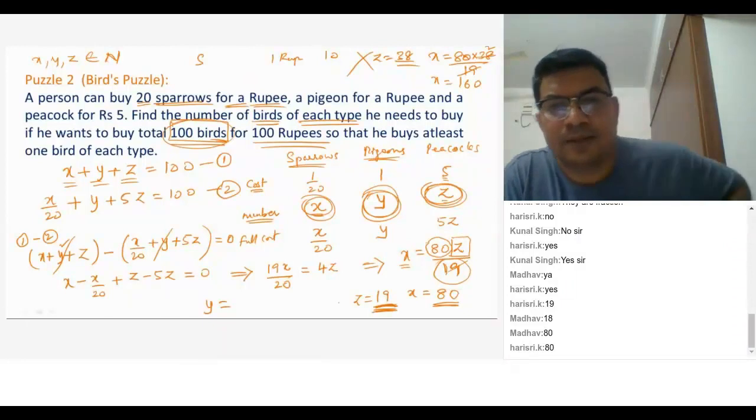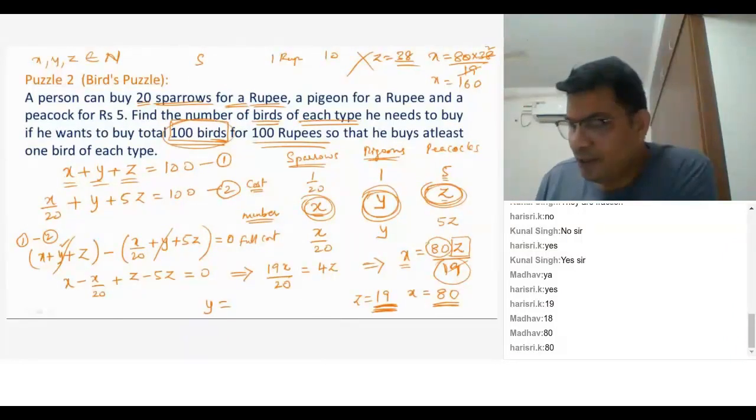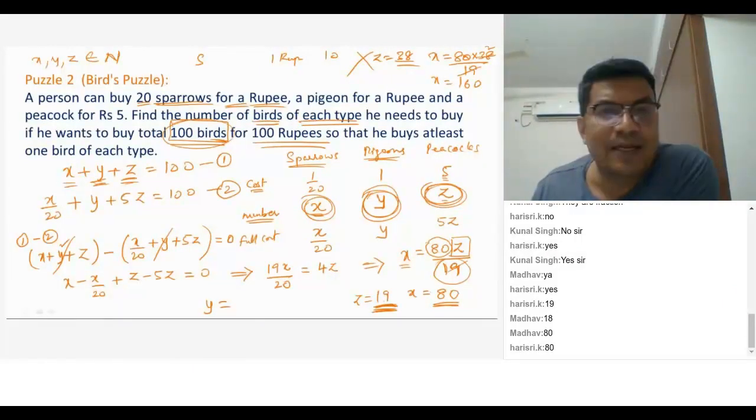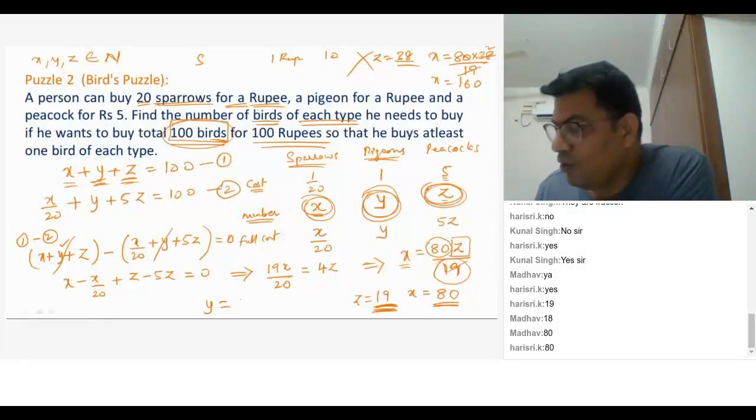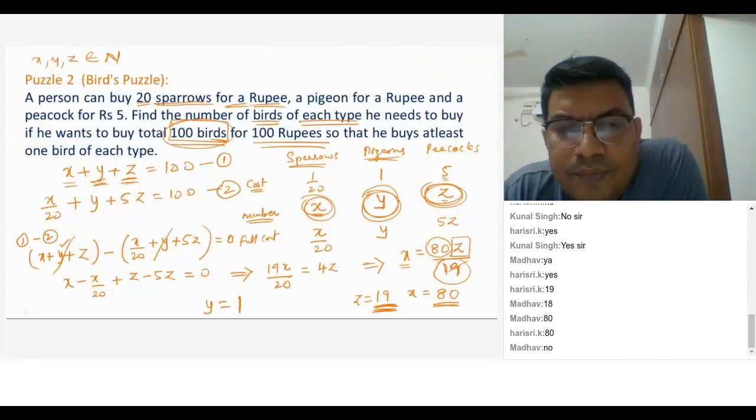Harishree, can you hear me? Yes, sir. I'm solving it. Okay. You just substitute here. 19 plus 80 will be 99. Therefore, y will be equal to 1. If you substitute in that, you will get y equal to 1. How did you get 1?